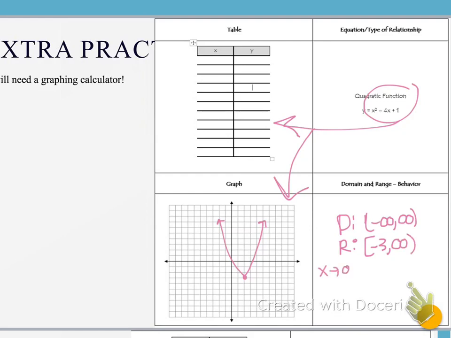And then we're going to do our end behavior. The right side of the graph is going up, so +infinity. The left side of the graph is also going up, so +infinity again.